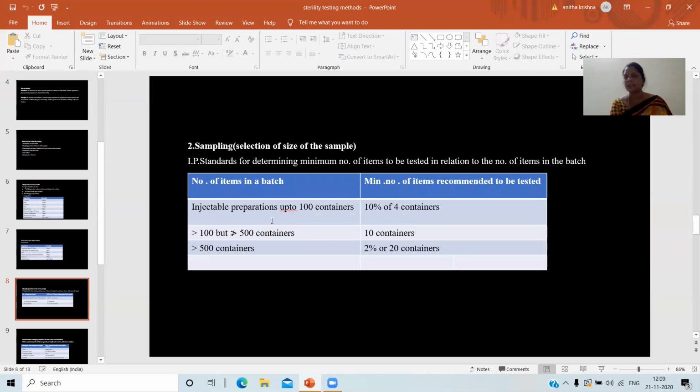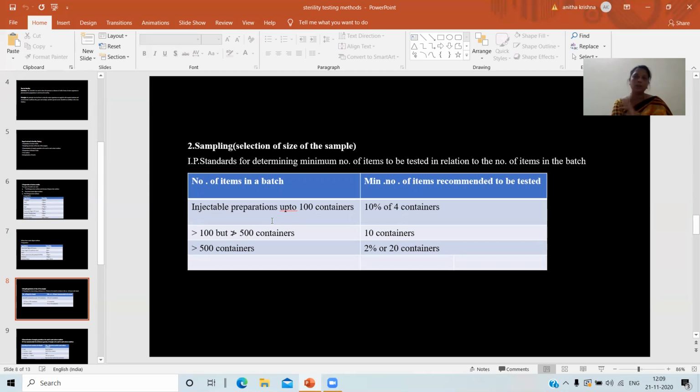Now, when you're testing the sterility, you just cannot take the entire batch and go for sterility testing. No. When you're cooking rice, what will we do? We'll just see one grain or two grains to check whether the rice has been cooked or not. And basing on that, we say that the rice is cooked or it is yet to be cooked.